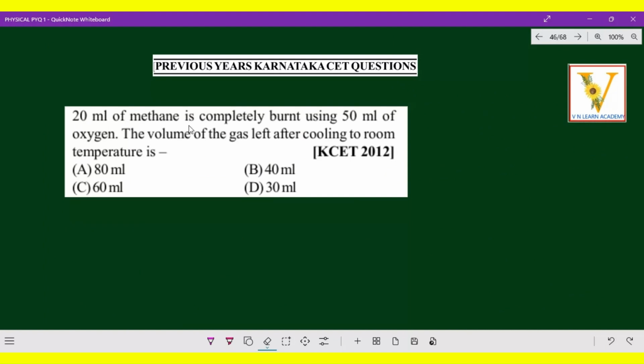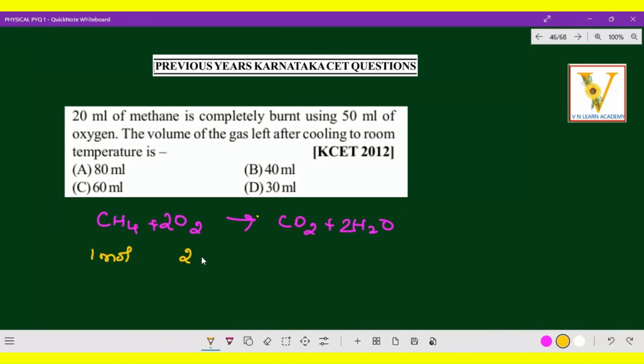20 ml of methane is completely burnt using 50 ml of oxygen. What is the volume of gas left after cooling to room temperature? Let us discuss this question. Methane, CH4, combined with oxygen is a hydrocarbon combustion reaction giving carbon dioxide plus water. Balancing the equation: 1 mole of methane, 2 moles of oxygen, gives 1 mole of carbon dioxide and 2 moles of water.